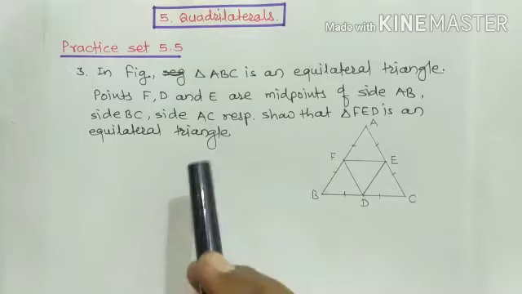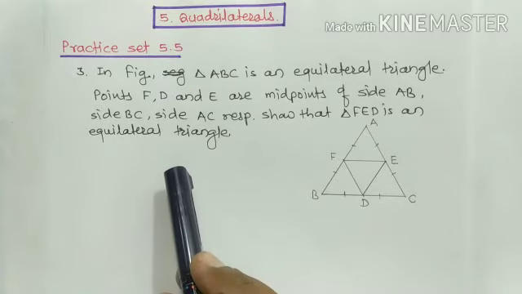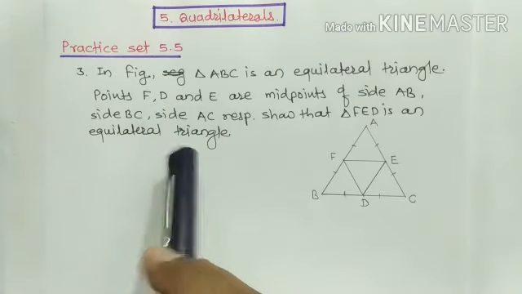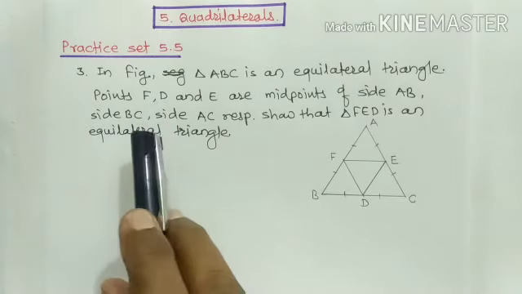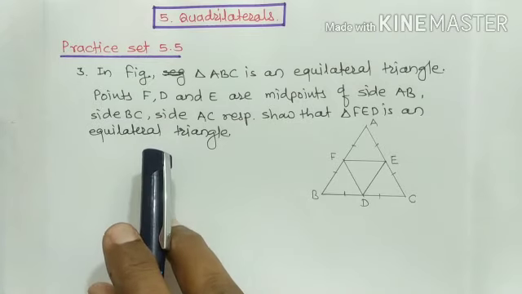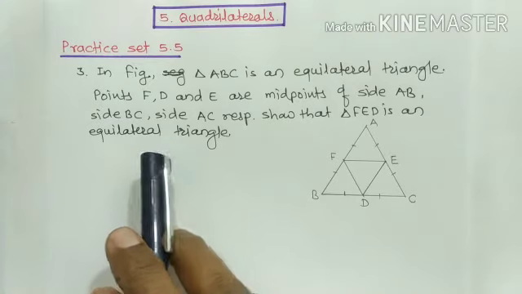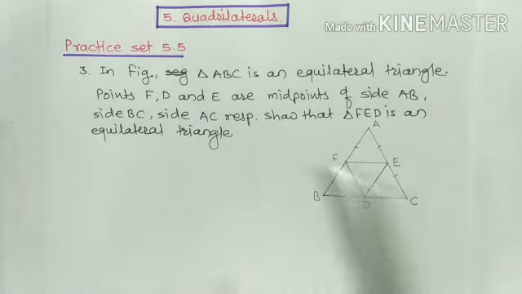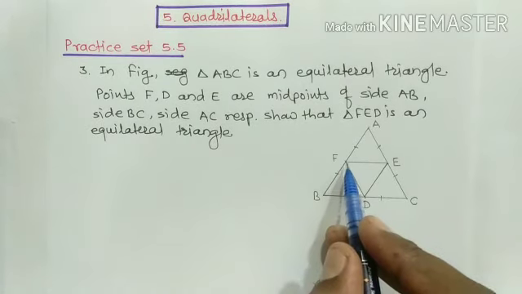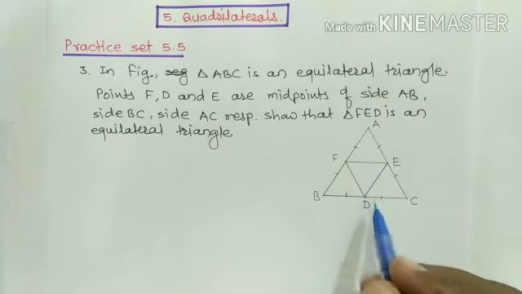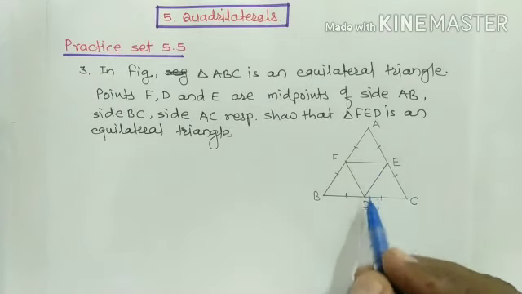Hello friends, in this video we are going to solve the remaining examples from practice set 5.5, that is from the fifth chapter of maths paper second, which is quadrilaterals. Before starting to solve these examples, first we recall the theorems, that is the midpoint theorem and the converse of midpoint theorem. The statement of midpoint theorem is: the segment joining the midpoints of any two sides of a triangle is parallel to the third side and is half of it.